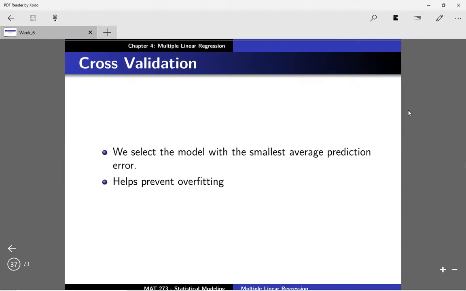Like I mentioned, the goal with cross-validation is that we want to pick the model that does the best on predicting values for our test sets, our portion of the data that was left out when fitting. And the idea is that this will prevent overfitting rather than just modeling noise in the data. We want to be modeling that true signal that's there.